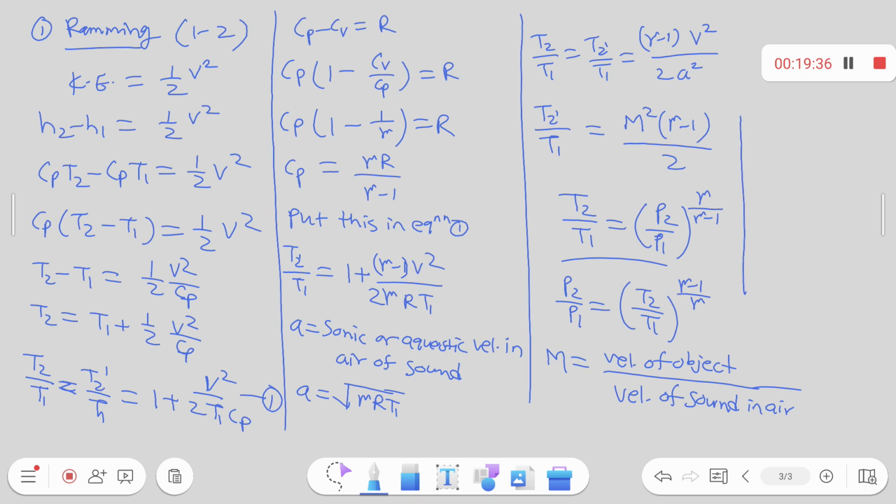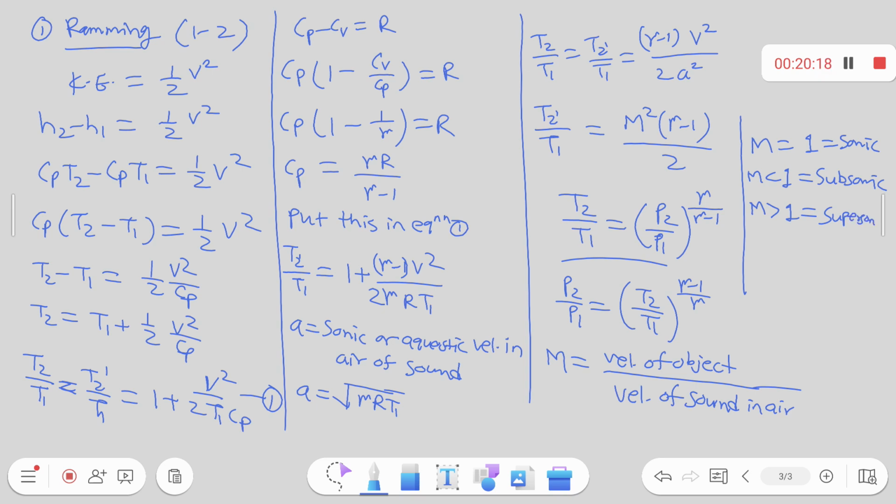If the Mach number is equal to 1, we are saying that the aeroplane is moving at the velocity of sound. We call that sonic velocity or sonic aeroplane. If Mach number is less than 1, it is called subsonic. If Mach number is more than 1, it is called supersonic. Most of our fighter planes are moving at a supersonic speed, right? So that is your supersonic.